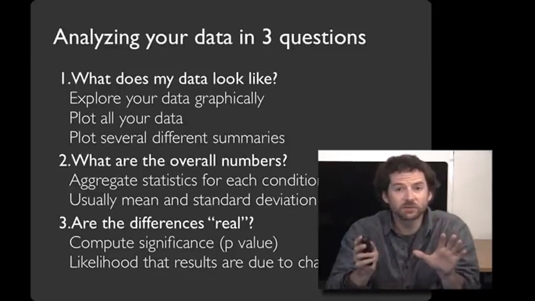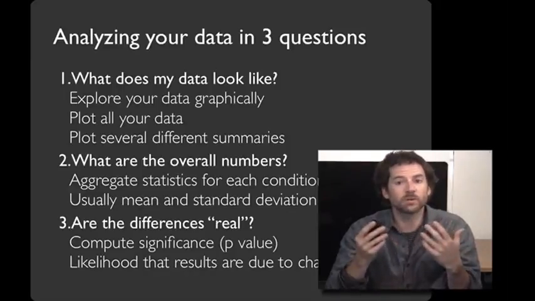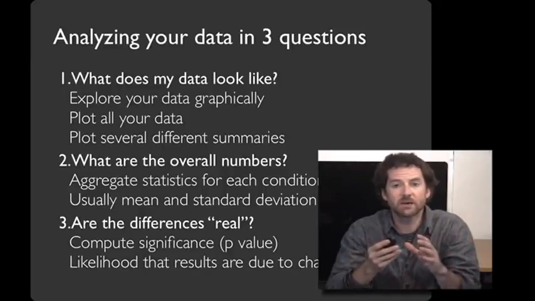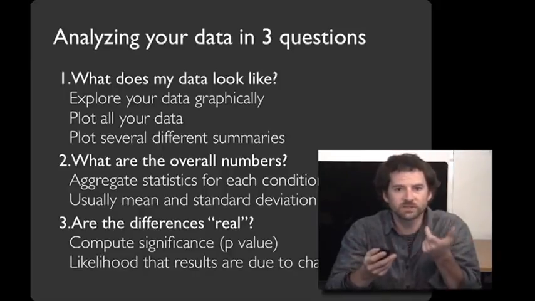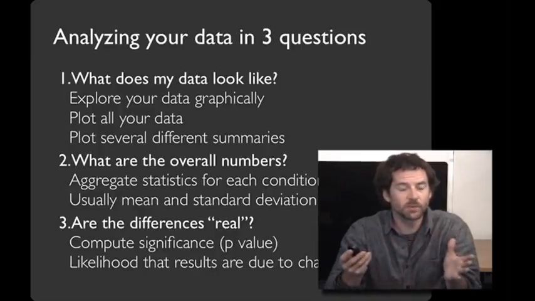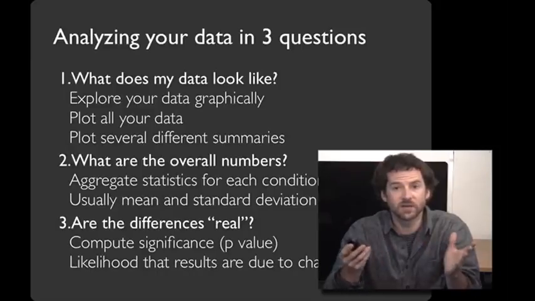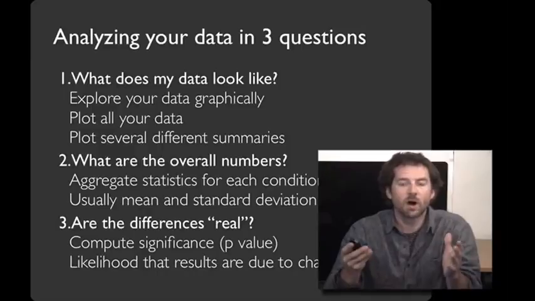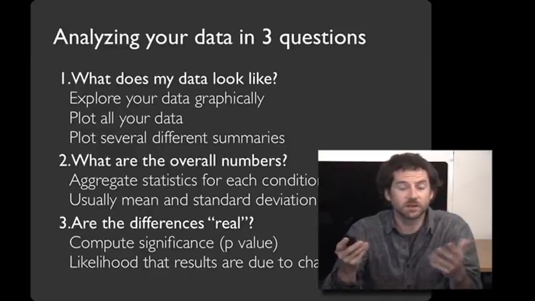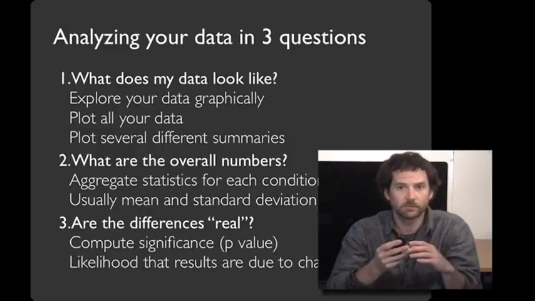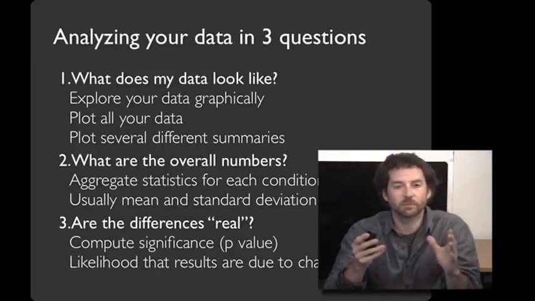Second, after you've looked at your data graphically, what are the overall numbers? These aggregate statistics help give you a quick summary of what you've seen in your experiment. Simple things to look at initially are the mean, the average, and the standard deviation, how much variation was there within each condition. And third, are the differences that you see in, say, the means real? Separating real differences from mirage differences is the goal of statistical testing, and you'll learn a technique for doing that in this lecture.